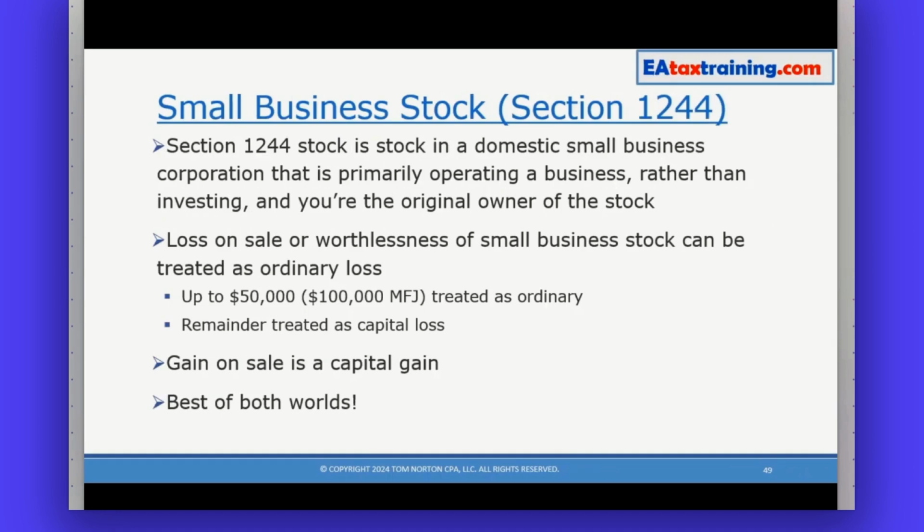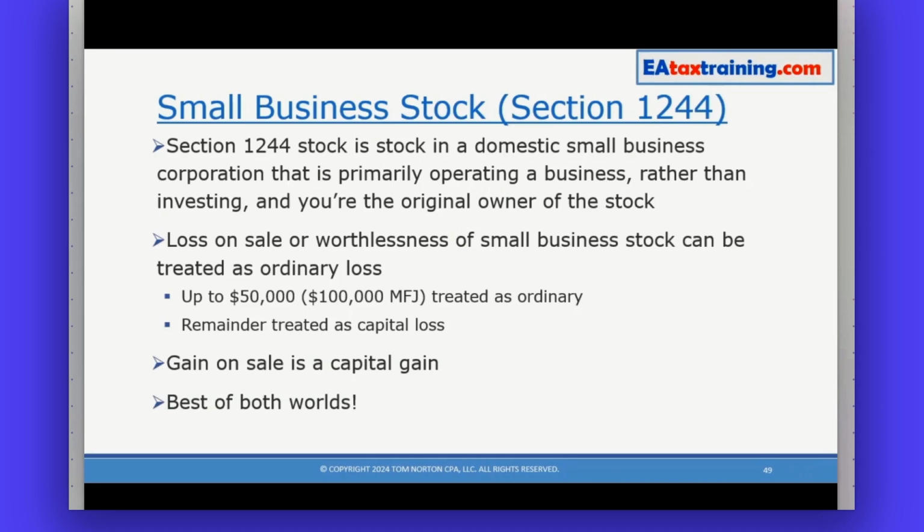Small business stock. So this is called Section 1244 stock. And you're going to want to remember that because we're also going to be talking about other types of small business stock. So we've got different types. So this is 1244 stock. This is stock in a domestic small business that is primarily operating a business rather than investing, and you are the original owner of the stock. So this is not a corporation you put together in order to hold investments. This is a corporation that you put together in order to run an actual business. That is a small business Section 1244 stock.